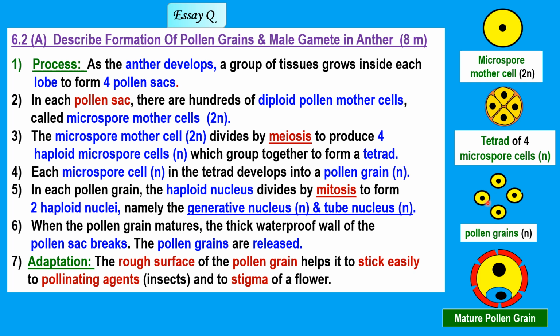Next, in each pollen grain, the haploid nucleus divides by mitosis to form 2 haploid nuclei, namely the generative nucleus here and the tube nucleus. When the pollen grain matures, the thick waterproof wall here of the pollen sac breaks, and the pollen grains are released.